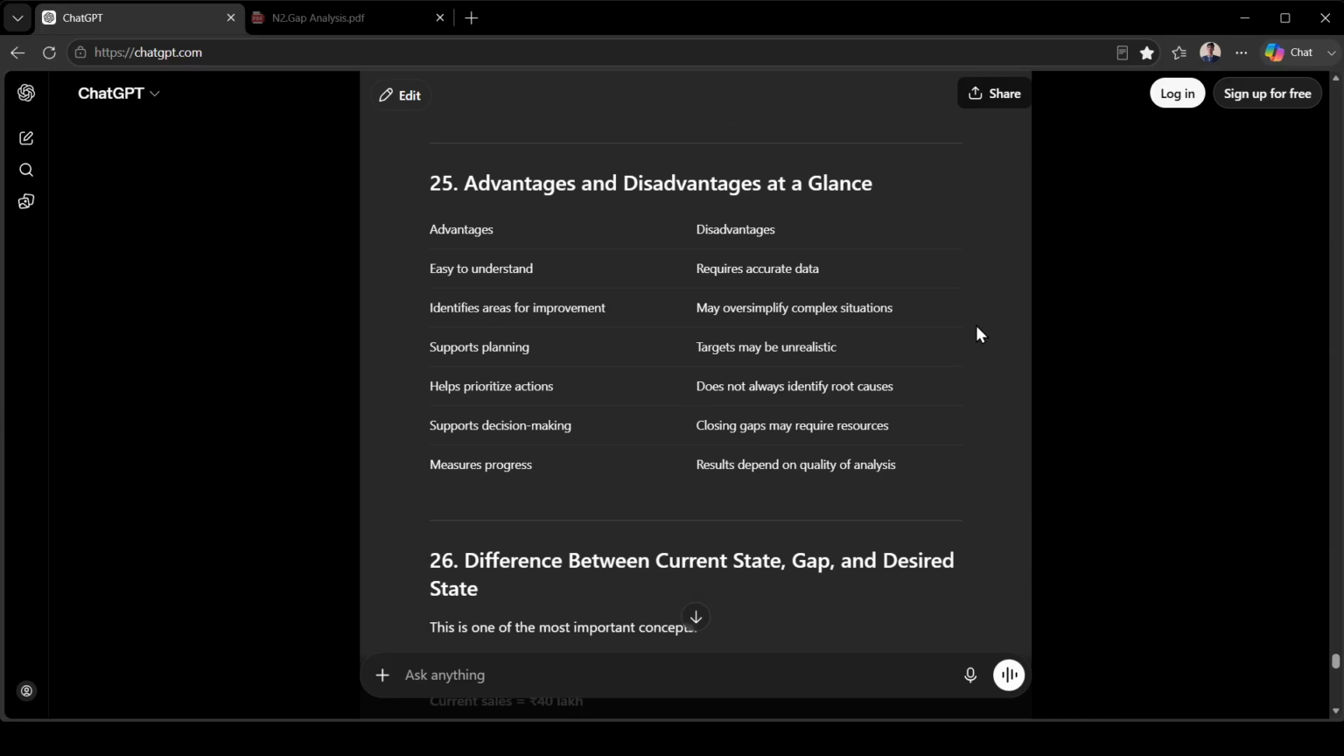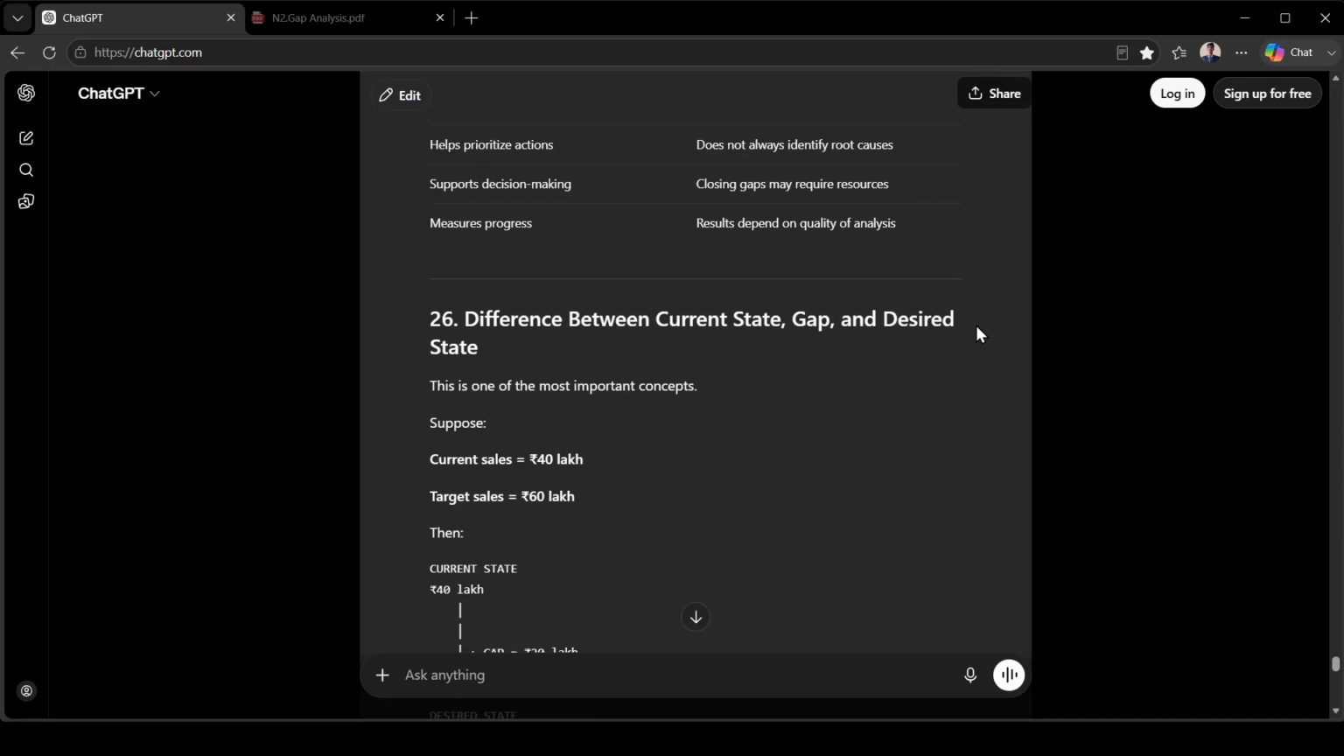Advantages and disadvantages. Easy to understand, requires accurate data, identifies areas for improvement, and may oversimplify complex situations. Supports planning, but the target may be unrealistic. Helps to prioritize, but not always reveals root causes. Supports decision making, but closing the gap may require resources.